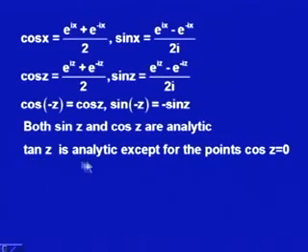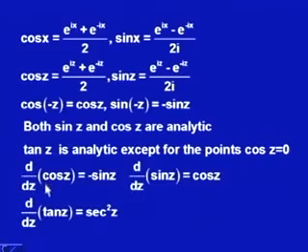Further, tan z is analytic except for the points where cos z becomes 0, because at those points tan z will not be defined. So d/dz of cos z is equal to −sin z. One can easily differentiate this and that comes out to be −sin z, and using this formula d/dz of sin z comes out to be cos z, and one can again write tan z as sin z upon cos z, and with some simplifications one can obtain d/dz of tan z is equal to sec² z.